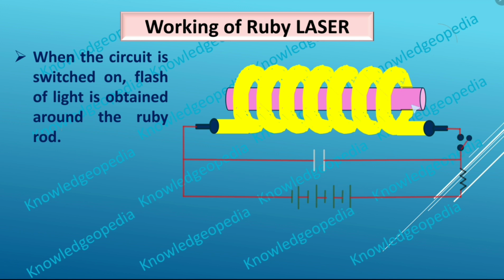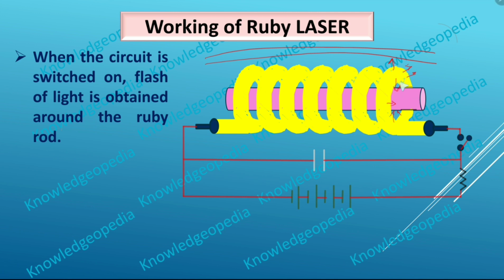So when we are switching this on, we are getting flashes of light over here. It is coming from all directions. So these lights are coming towards the ruby rod. Further, the lights which are going in an outward direction, there is a reflector surrounding this. So when they strike this reflector, they will come back towards this ruby rod. So the arrangement is made in such a way that whatever light is emitted from this flash light, will be directed towards this ruby rod.